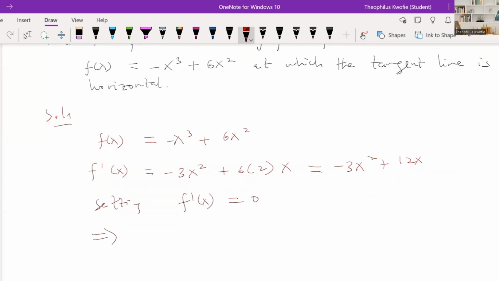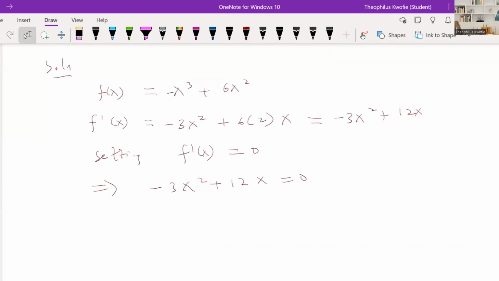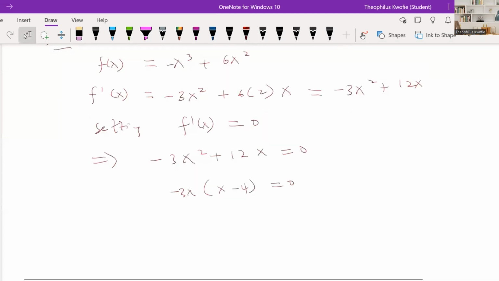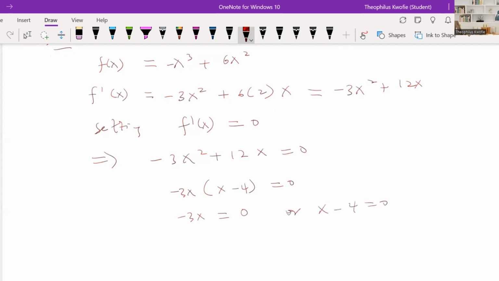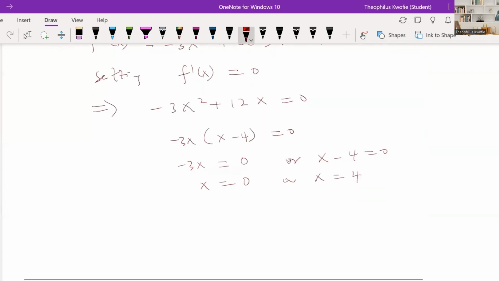So this implies that minus 3x squared plus 12x should be equal to 0, okay? So when you factor out minus 3x, you should have x minus 4 equal to 0. Okay, so minus 3x should be equal to 0, and x minus 4 should be 0. In that case, you have x equal to 0 or x equal to 4. Okay, very good. So let's take note.